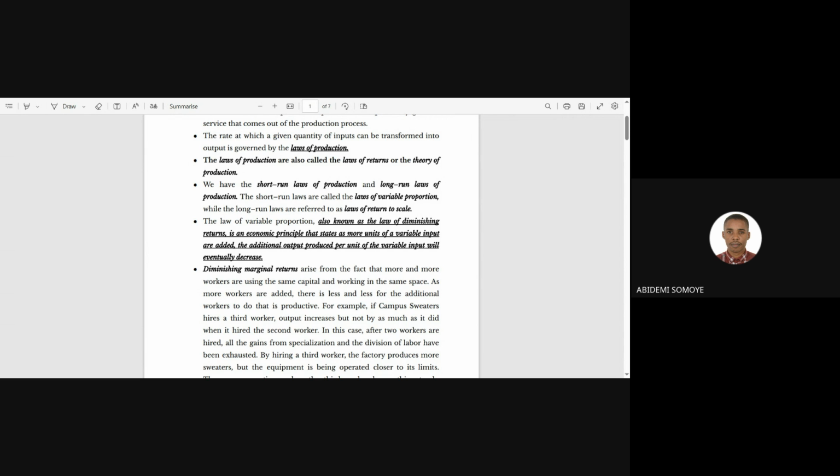So the law of diminishing marginal returns is trying to state that as you employ more labor and capital is fixed, the output from the additional labor will eventually diminish. The output that you get from the additional labor will eventually diminish.